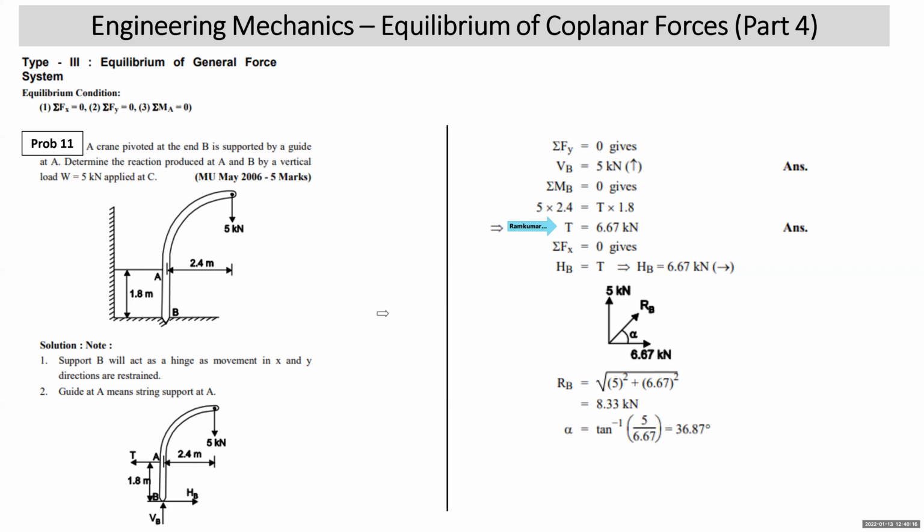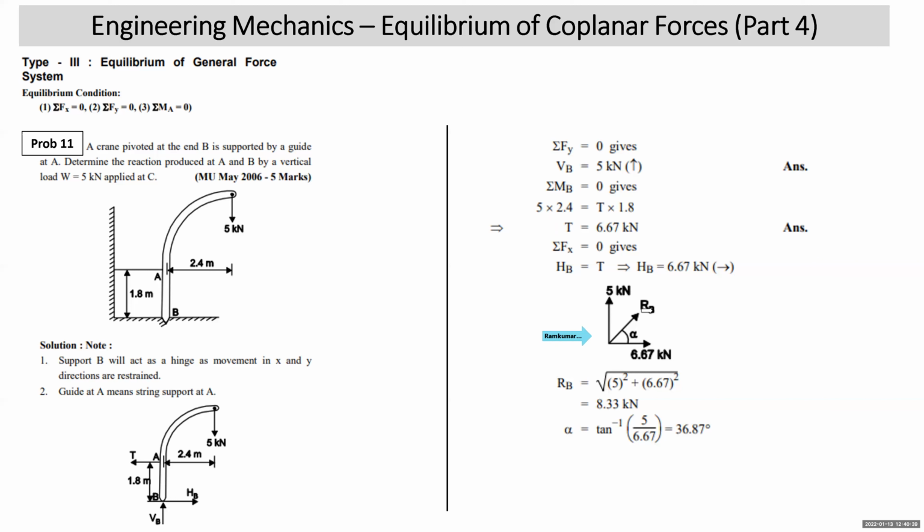Like in this problem, if you read it, he said determine reaction produced at B. Reaction means what? Single reaction. So that means the resultant reaction at B is required. So what I have done now is drawn another diagram showing HB and VB. HB is 6.67 kilonewton to the right, VB is 5 kilonewton upward. You can draw and show them on a separate diagram, then RB is arrived at.